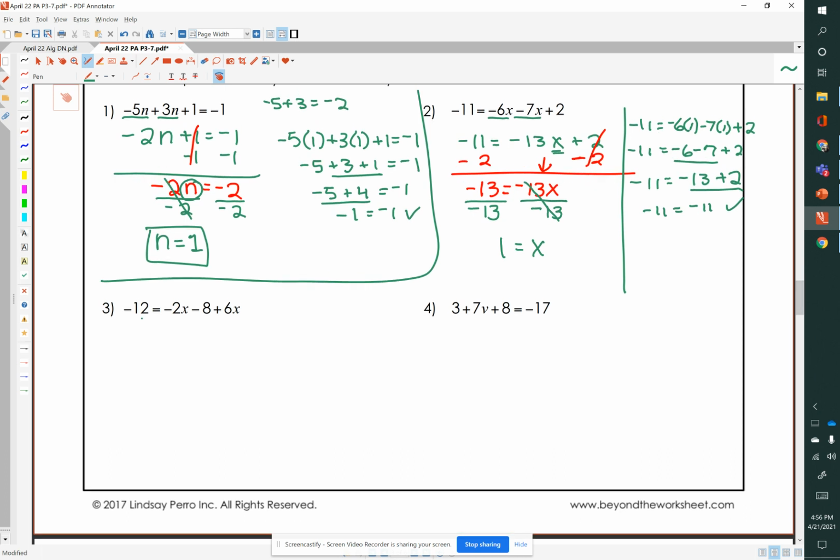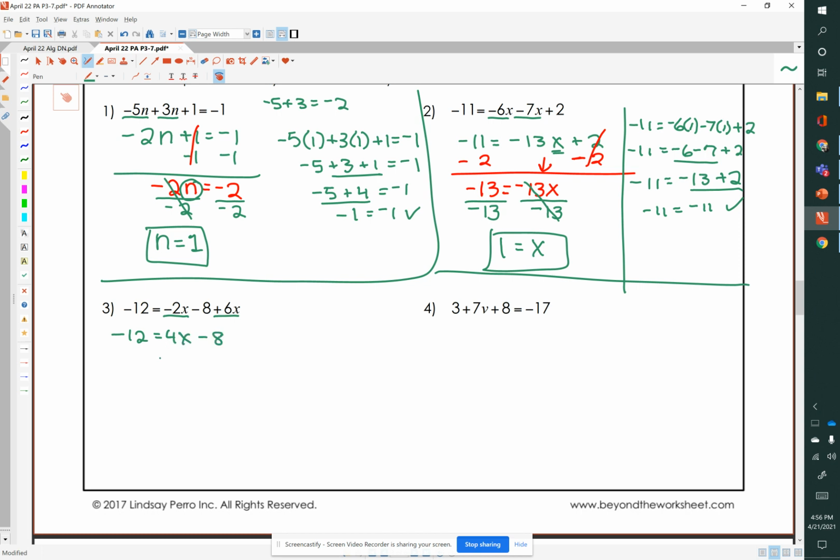So we've got, let's be careful because they're not next to each other. We have to be mindful of every term. There are 4 terms here. Remember, terms are separated by addition and subtraction. So we have negative 12 equals negative 2x minus x plus 6x. So we can combine negative 2x plus 6x. So that would be negative 12 equals negative 2 plus 6 is 4x, and we still have that minus 8.